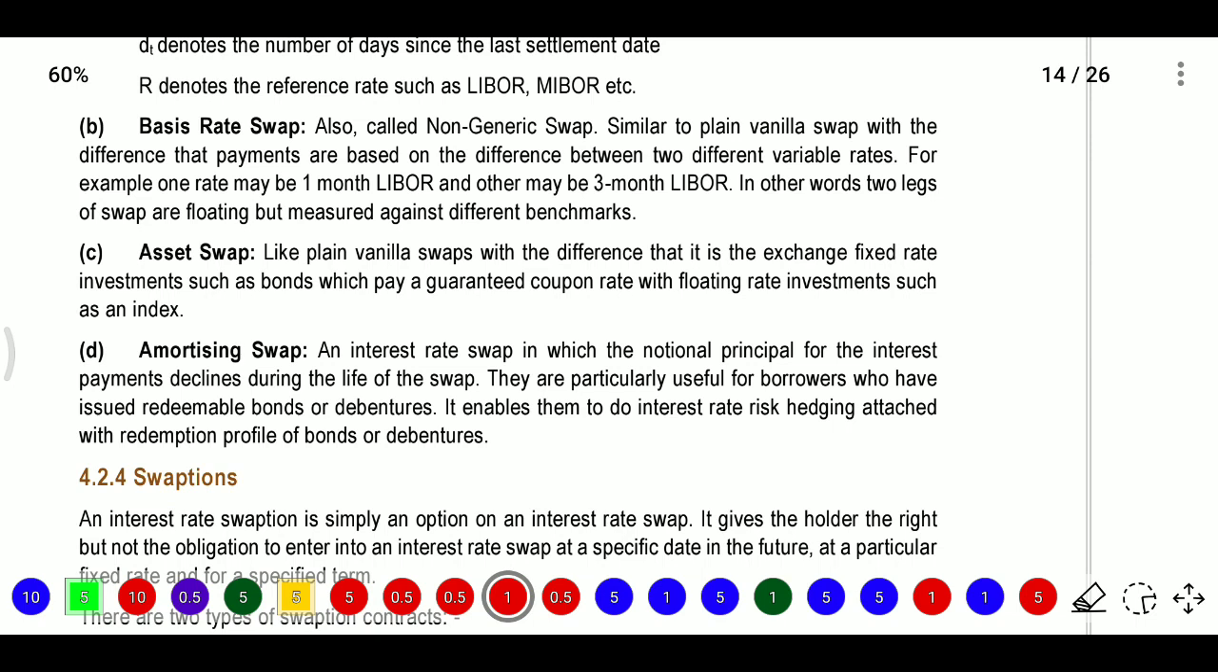So in a normal vanilla swap it is fixed rate versus float rate, but here both are variable rates only, but different markets will be there. It may be 1 month LIBOR and offer for 3 months LIBOR. The two legs of the swap are floating but measured against different benchmarks.